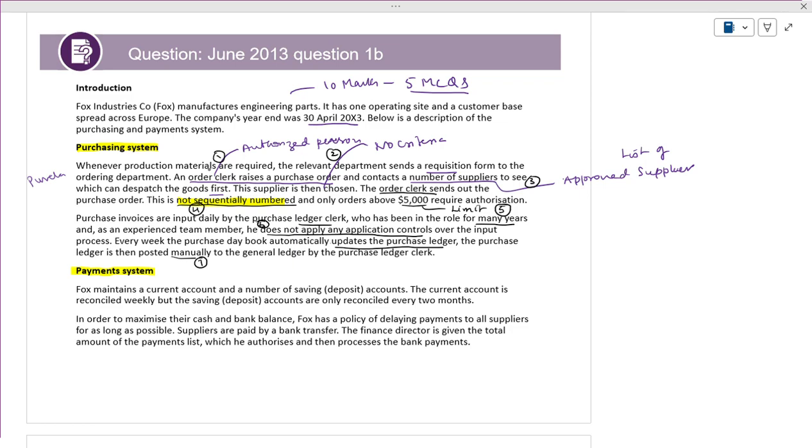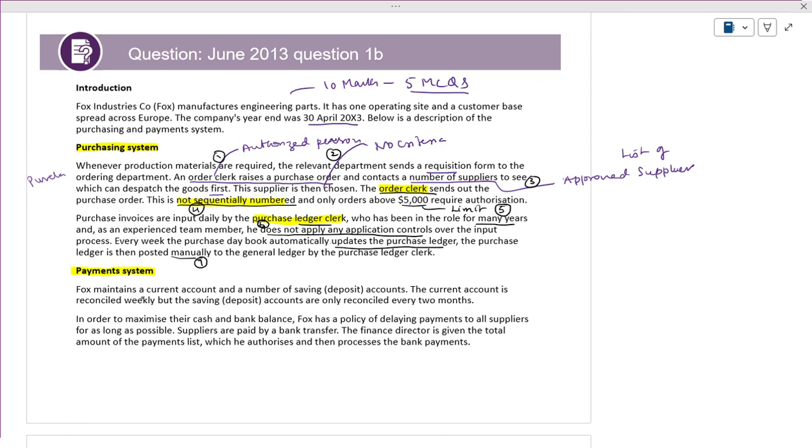In the entire process, we are seeing only the purchase ledger clerk. Is it right? This is the order clerk. This is the purchase ledger clerk. Okay, no senior authority is there. Okay, 7 points we can do. Next, but we have to be very balanced. We should not say only that we have to take purchases.